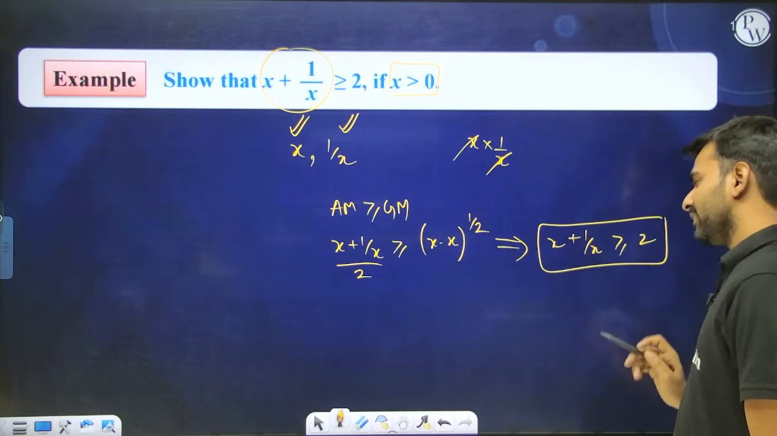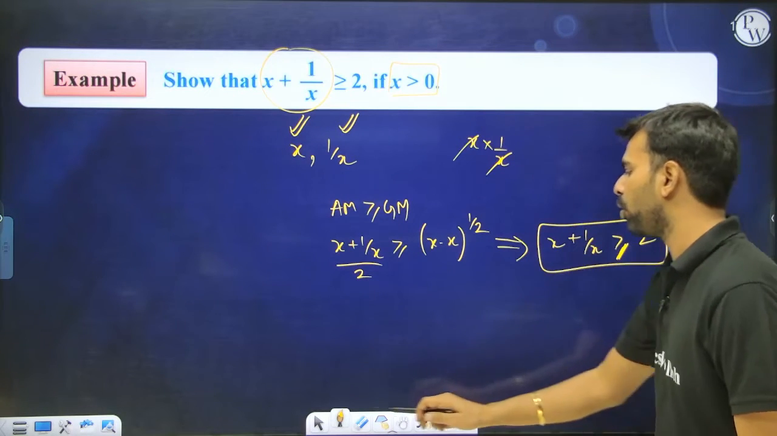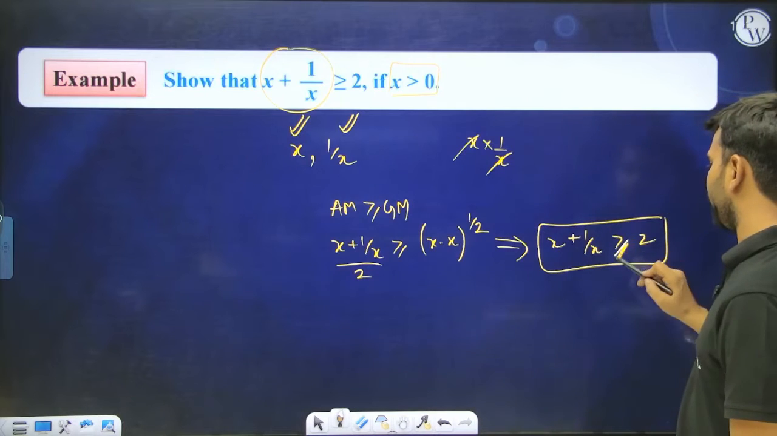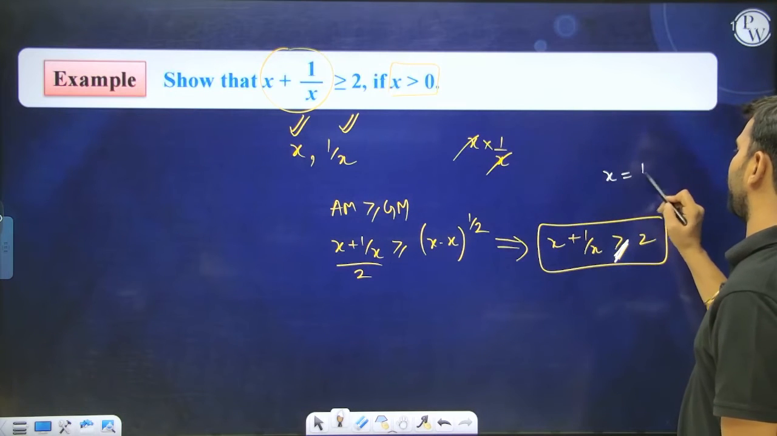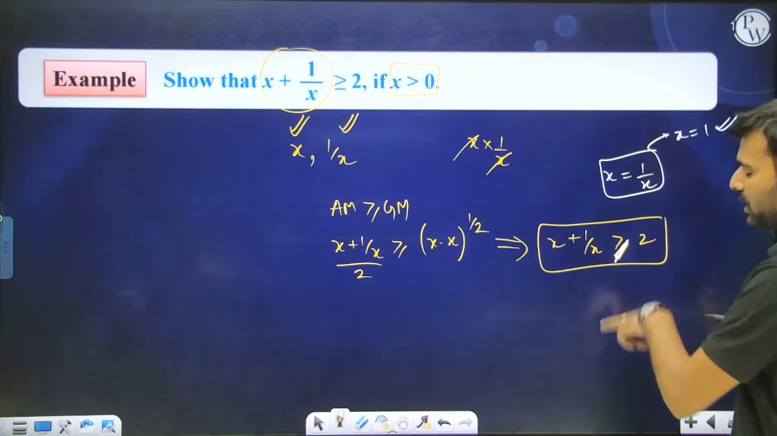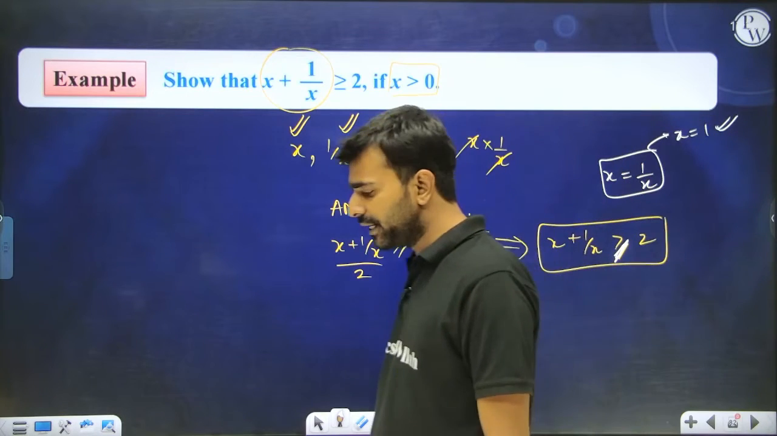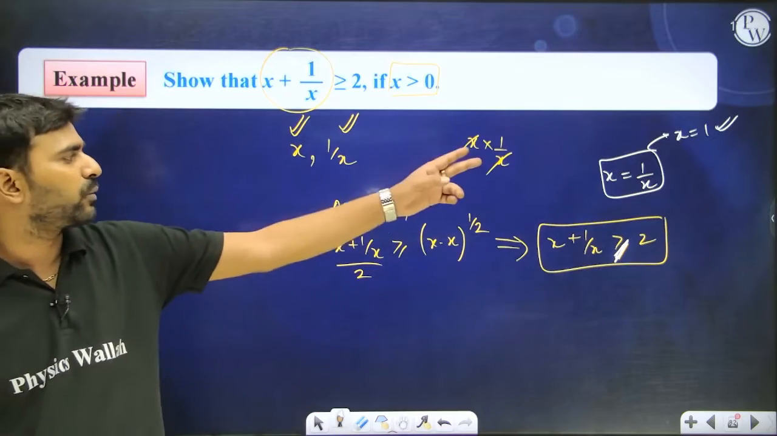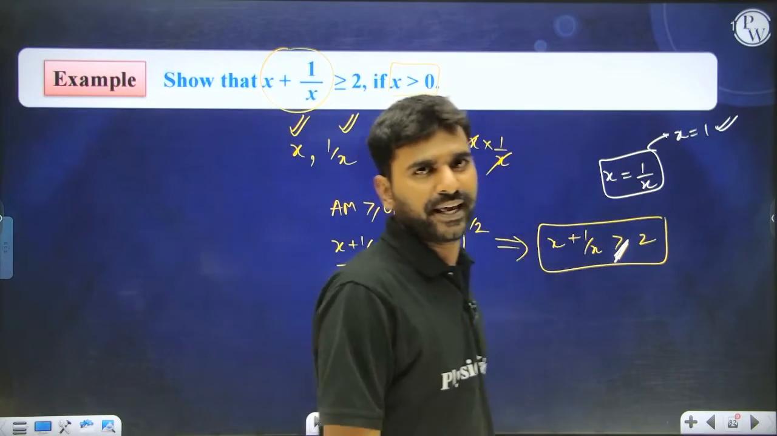Okay, and this equality holds whenever the terms are all equal, that is whenever 1 by x equals x, that is whenever x equals 1, then only this equality is going to hold, otherwise it is not going to hold. We haven't taken x equal to minus 1 because we have already taken x to be greater than 0, that's why.